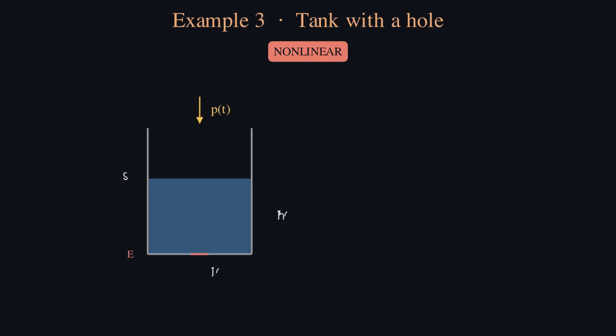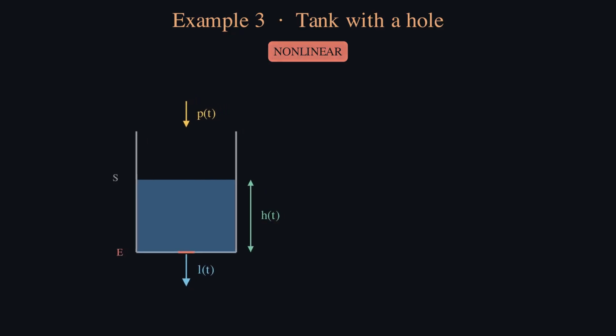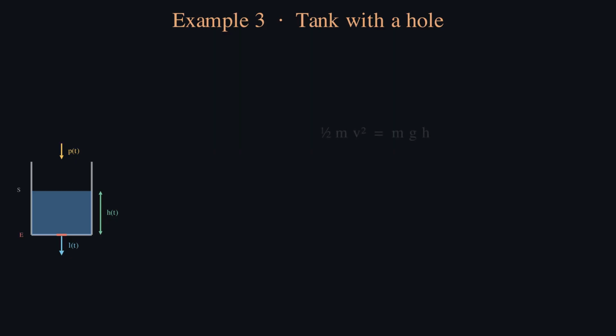Then let's say we have a hole at the bottom of cross-section A through which water flows at a rate, let's call it l of t. And then we have the height of the water column in the tank. The key question here is, how does the outflow rate depend on the level h of t? We use a little physics trick. The energy balance of a single water particle of mass m about to exit through the hole: its potential energy converts into kinetic energy. And so the outflow rate is l of t equals A times velocity. So it's going to be A times the square root of 2gh of t.